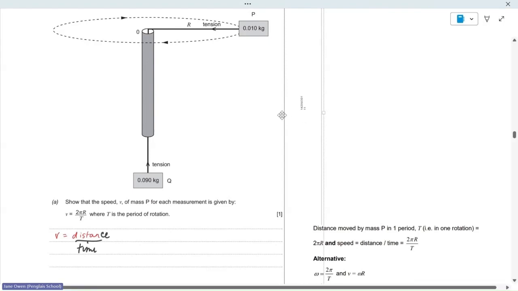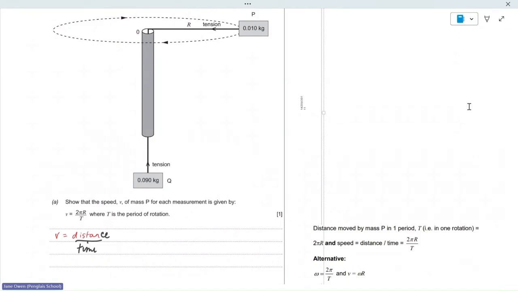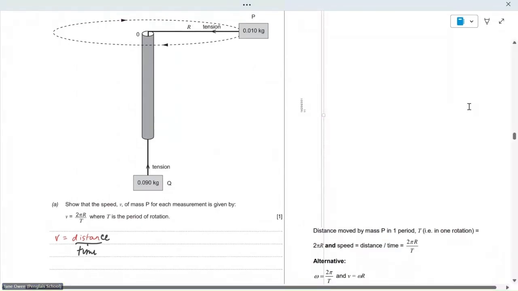You can read the question. It's there in the resources, but basically we've got a flying weight going around in a circle being held up by a 0.09 kilogram mass Q. And what we've got to do is come up with that expression that V equals 2 pi r over T. So from first principles, V equals the distance over time, and the distance is equal to the circumference.